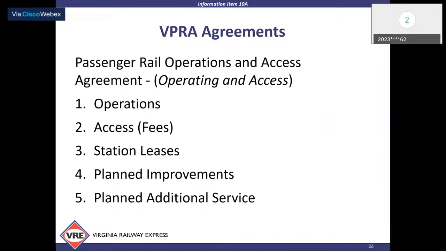Okay, so first of all, again, the passenger rail operations and access agreement, or the operating access agreement. I'm just going to go over these major component areas of the agreement, give you some idea of how this is shaping up, and those are the 5 areas there.